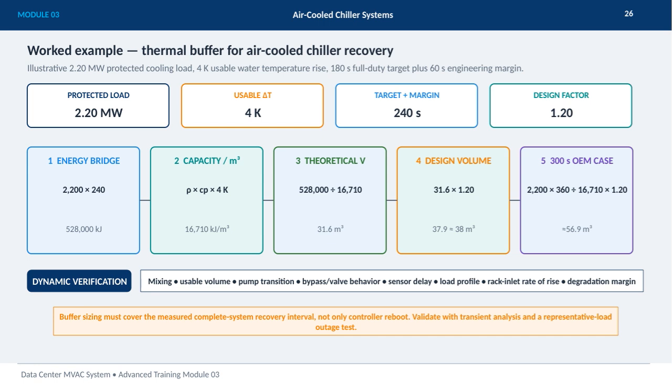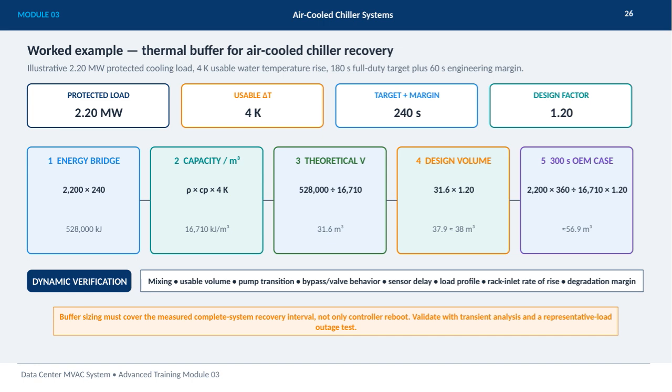Starting with that, we calculate the energy bridge as the product of the load and the total time, arriving at 528,000 kilojoules. Next, we determine the capacity per cubic meter, based on the density and specific heat of water multiplied by the 4 Kelvin temperature rise, giving us 16,710 kilojoules per cubic meter. Dividing the energy bridge by this capacity yields the theoretical volume of 31.6 cubic meters.